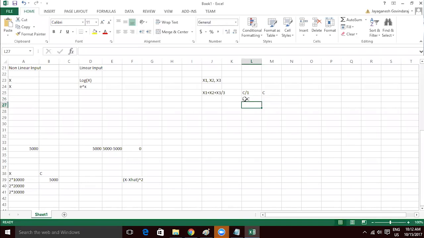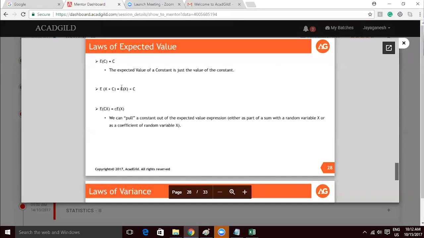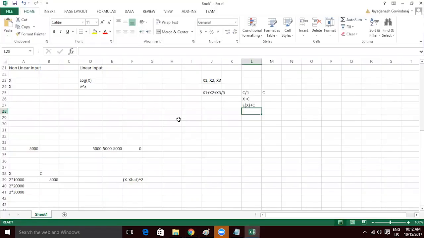So what you'll do basically, first you'll calculate the mean for x. So mean of x is the expected value of x, plus this constant. So that is what they expect. The expected value of x plus constant. Now when it is cx, this is basically c times E of x.